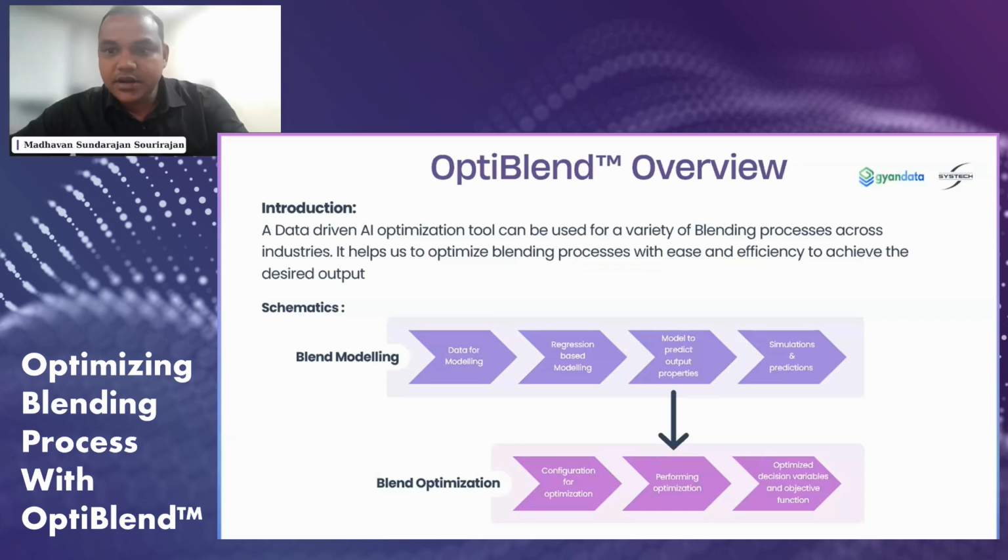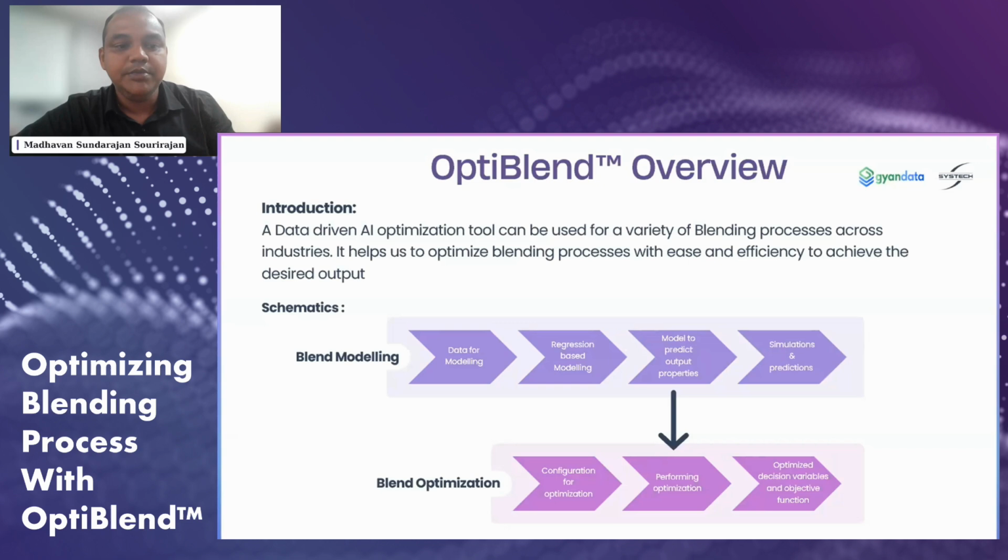So in my session, I'd like to introduce our product OptiBlend and give an overview of some of the key features and the advantages that come with the product. So what is OptiBlend? OptiBlend is a data-driven AI-based product which has been designed and developed to help us optimize blending processes across different manufacturing industries. It uses a data-based modeling and optimization approach by leveraging historical data and machine learning techniques.